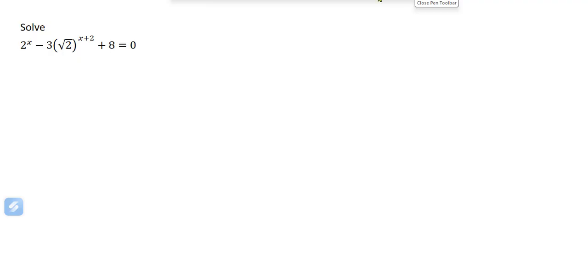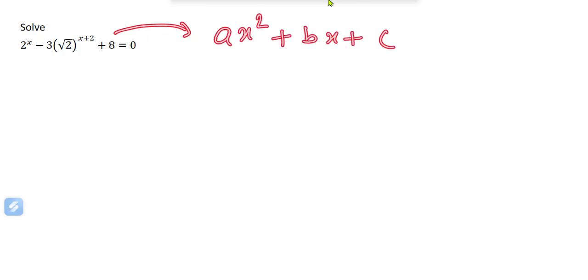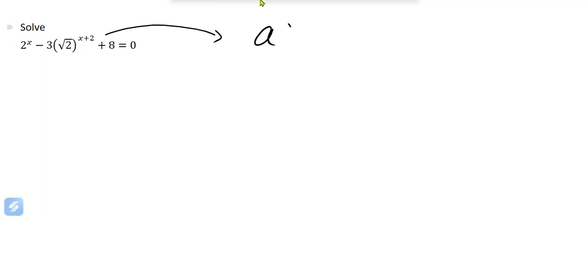Now let's solve this problem. So we try to change this in standard form, which is ax squared plus bx plus c equals 0. Now before that, there is a relation in indices where we can write: if a has the power of m plus n, then we write a^m and then a^n. So same bases, then we can add two powers.